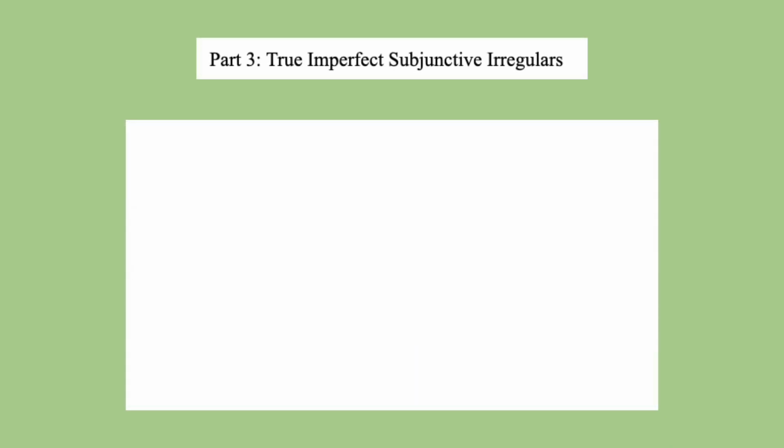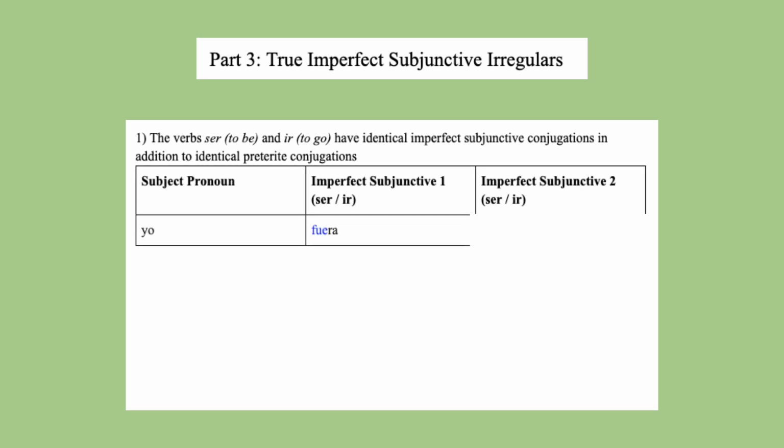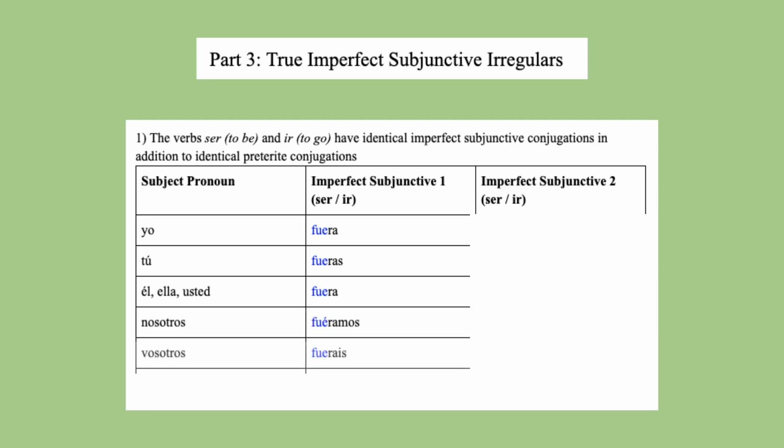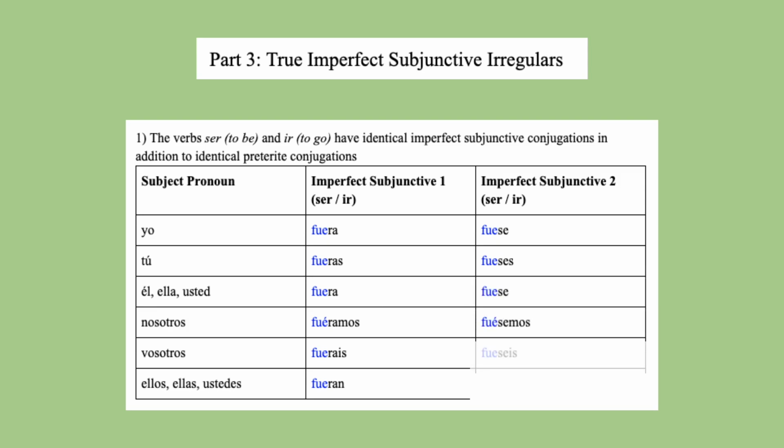And we have true irregulars under the imperfect subjunctive. So the verbs ser and ir, they have identical preterite conjugations, therefore they also have identical imperfect subjunctive conjugations. Fuera, fueras, fuera, fuéramos, fuerais, fueran. Fuese, fueses, fuese, fuésemos, fueseis, fuesen.